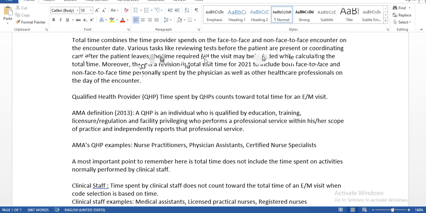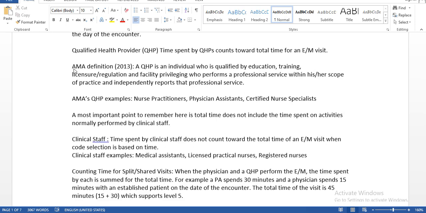So the AMA definition of a qualified healthcare provider: a qualified healthcare provider is an individual who is qualified by education, training, license, regulation and facility privileging, who performs a professional service within his or her scope of practice and independently reports that professional service. So this is the AMA guideline. We need to remember who is a qualified healthcare professional. Here, who are considered qualified healthcare professionals?